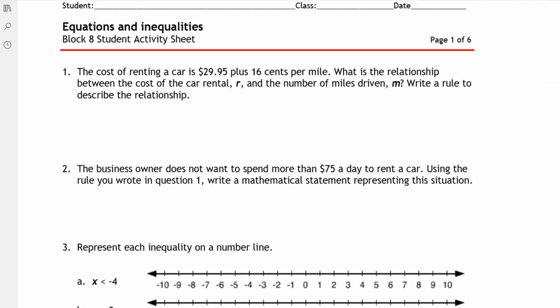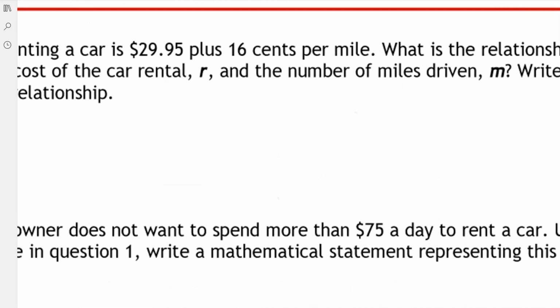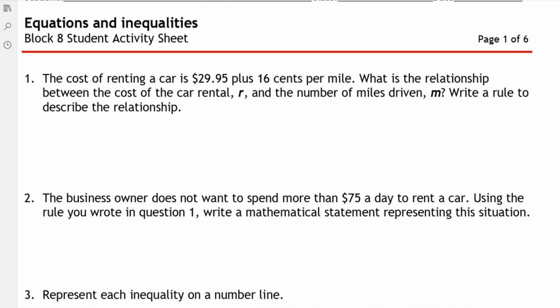All right, now we're going to start working on this problem. And remember, the most important thing here is on our piece of paper, we're going to write down what I'm writing down. So the cost of renting a car is $29.95 plus 16 cents per mile. What is the relationship between the cost of the car rental, R, and the number of miles driven, M? It wants us to write a rule to describe the relationship. Oh, thank goodness. We don't have to solve it. It just says write a rule.